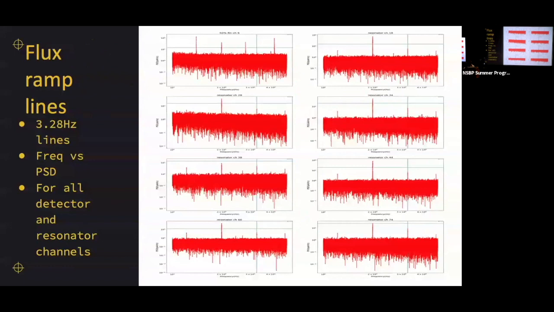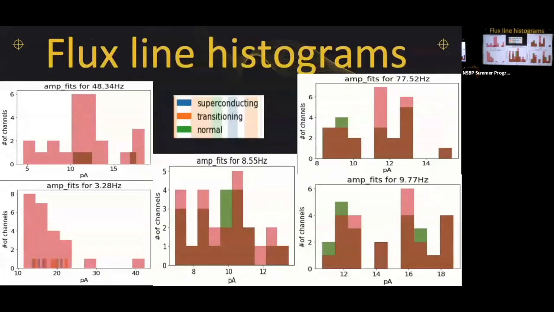Then from there, we went on to look at flux ramp lines. Flux ramp would be the signal from a 4 kilohertz signal from the readout model. We had 6 frequencies to look at in our data. This is a plot of the 3.28 hertz, and for this one, we got pickup in pretty much everything. We looked at 5 different frequencies and created histogram plots of the amplitude.